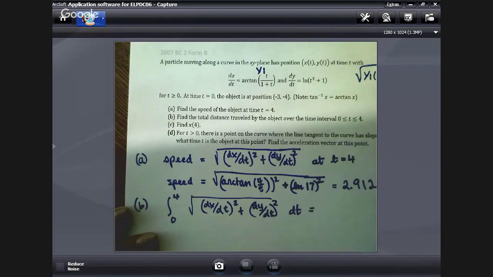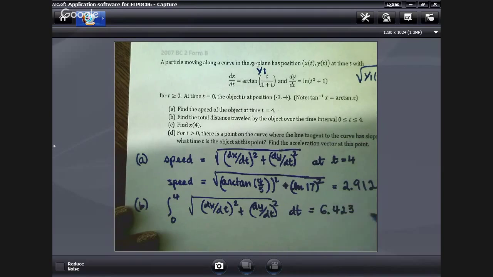At this point, I put it in my calculator again, and this time I'm going to get 6.423. Notice too, even though both of these questions were calculator active, not all 9 points involved use of the calculator. In fact, on the last question we did, I'm glancing back at it, 1, 2, 3, 4, 5 out of 9 points were no calculator points.